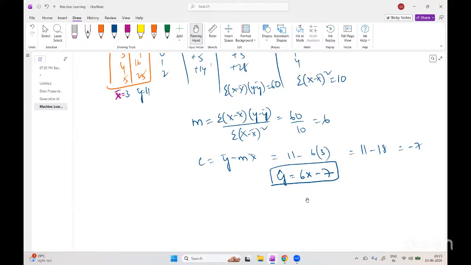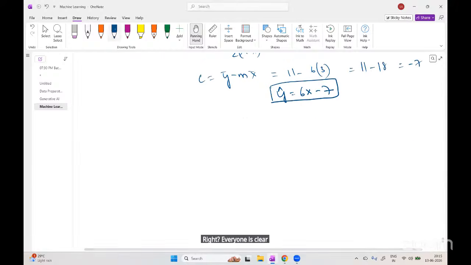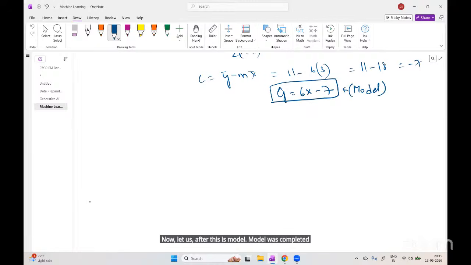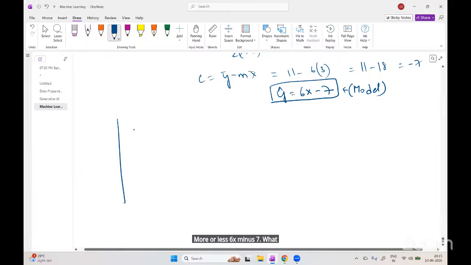55 by 5, right? Everyone is clear? Now, after the model, the model was completed. The model is 6x minus 7. What is the next one? Prediction.